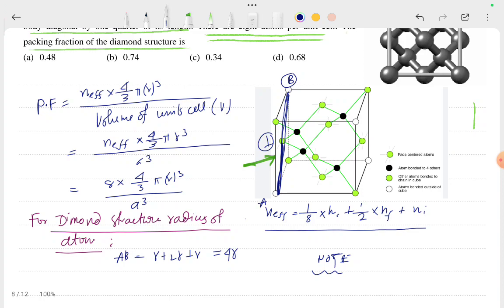Just to remember, for diamond crystals, to calculate the value of the radius of one atom, we follow the rules of the body-centered cubic lattice. In the body-centered cubic lattice, 4r equals √3a, right?